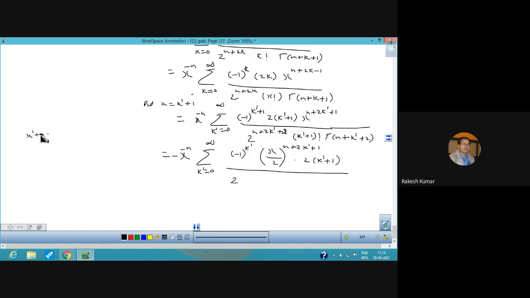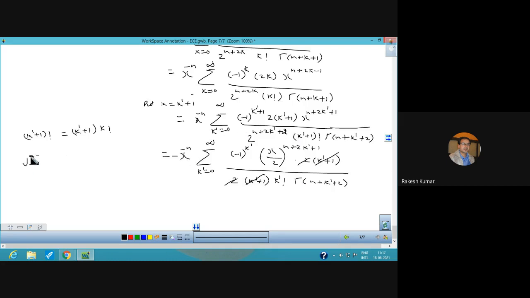And now you know that k dash plus 1 factorial can be written as k dash plus 1 into k factorial. This is the simple rule of factorial expansion. So k dash plus 1 into k dash factorial, and here gamma n plus k dash plus 2 is written. K dash plus 1 is cancelled, 2 is cancelled, and you are left with this term, this is summation.